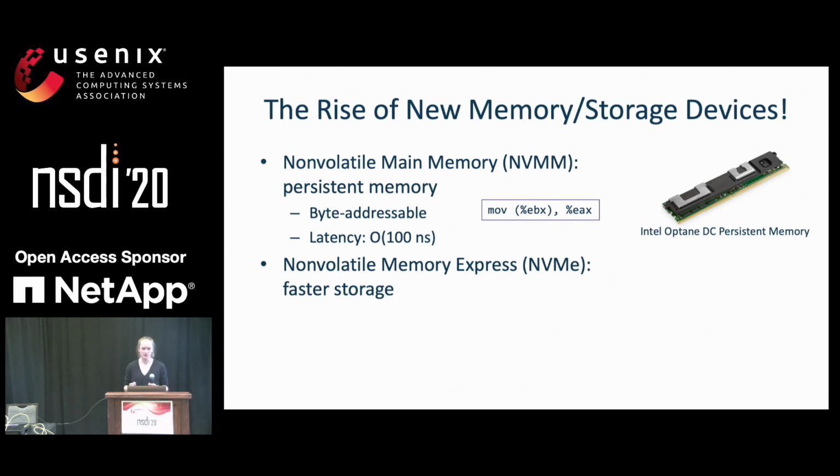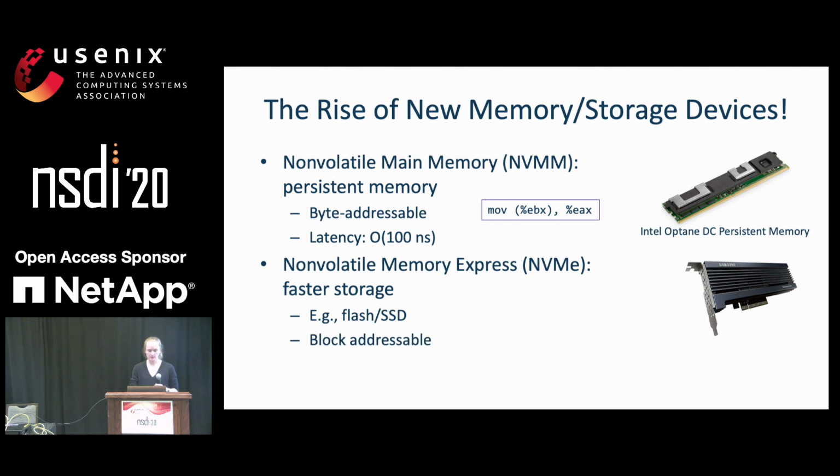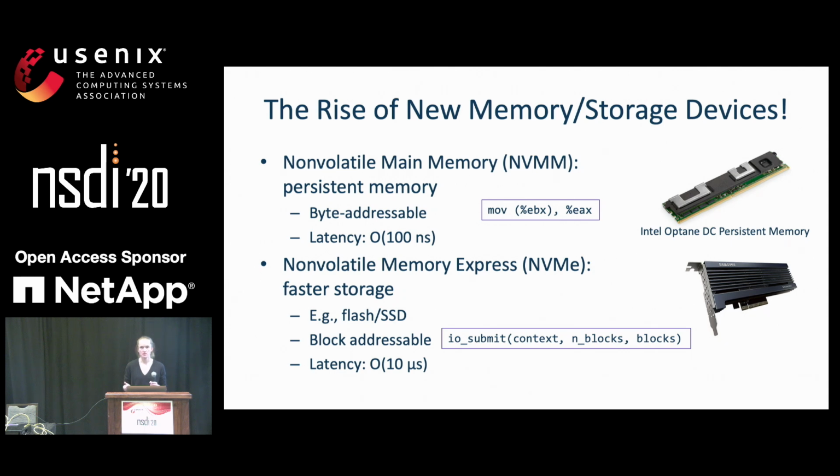Another recently emerging technology is NVMe devices. NVMe is an interface that's widely used by many new faster storage devices, such as SSDs. And these, unlike NVM, are block addressable. So if you want to interact with the device, you have to read a whole block of data in, then modify your block of data, and then if you want to persist it, you have to write out the whole block to your device again. These devices have latencies on the order of 10 microseconds, which is much faster than storage devices of the past, but not as fast as NVM.